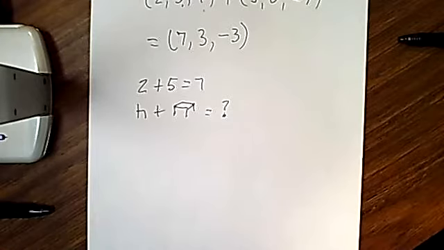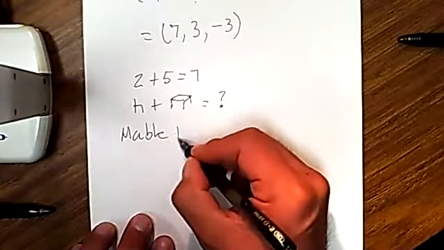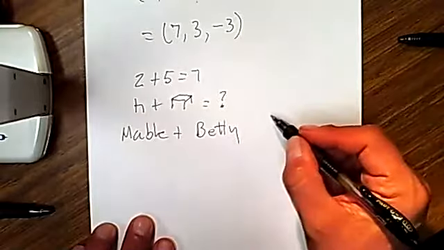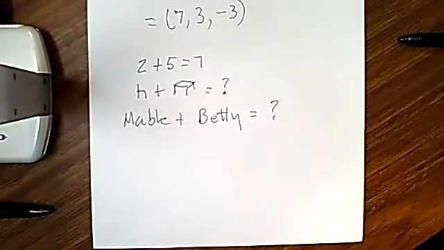Same thing if we have two names and we add the two names. If we add Mabel and Betty, for instance, are we going to end up with a new name? Mabel plus Betty. Is that going to be what? Mabel Betty? I don't know. What is it going to be? We haven't defined what we mean by the addition of two names.